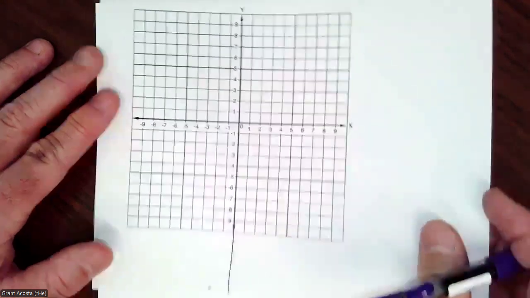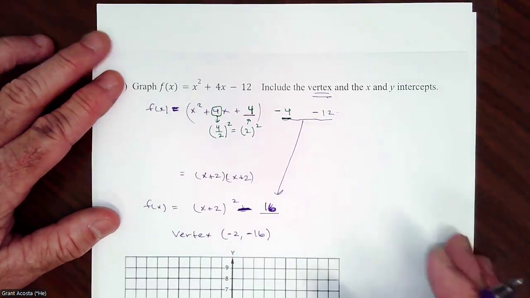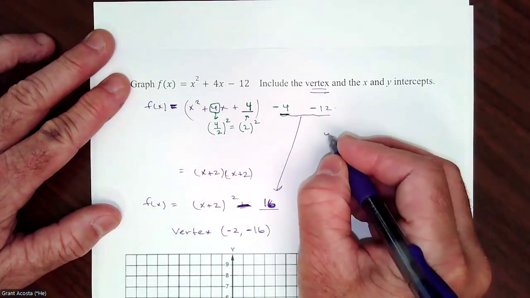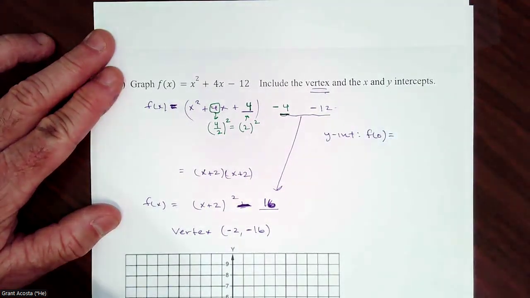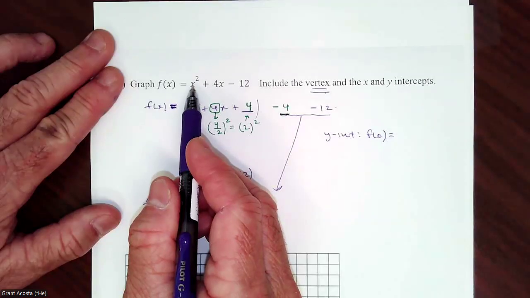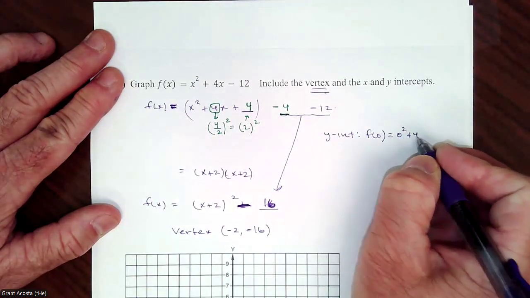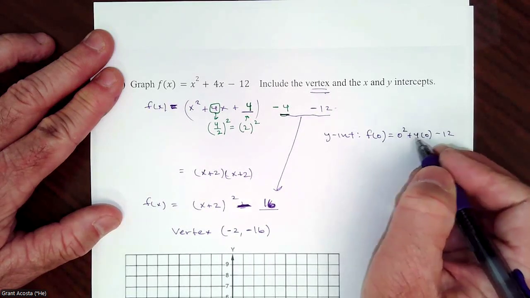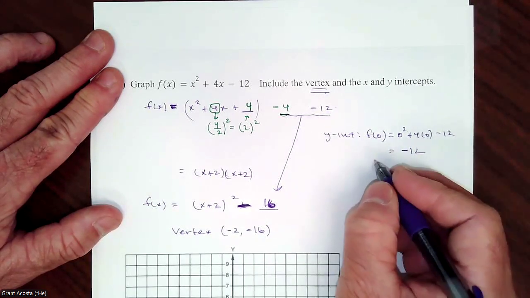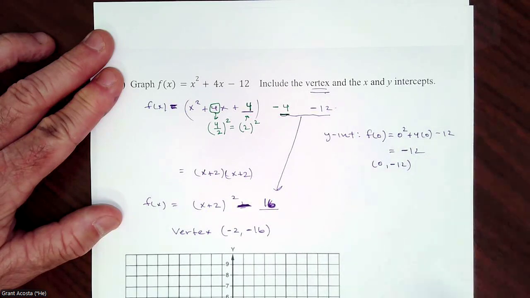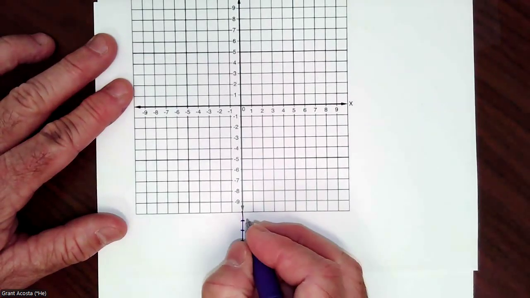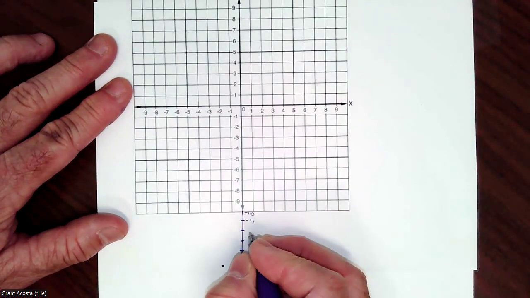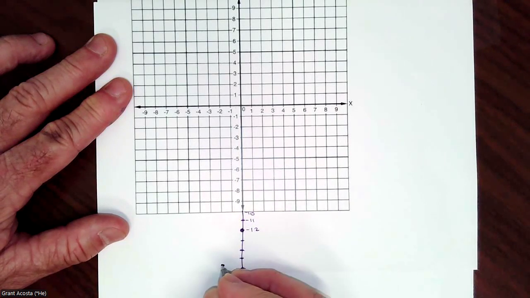Now let's find some other points. I always start with y-intercepts because they're easy. You're just plugging in 0, and in this form it's actually easy. If I plug in 0, that's 0 squared plus 4 times 0 minus 12, which is just minus 12. So my y-intercept is 0, negative 12. This was negative 10, negative 11, negative 12, so it's right there. This was negative 2, negative 16.